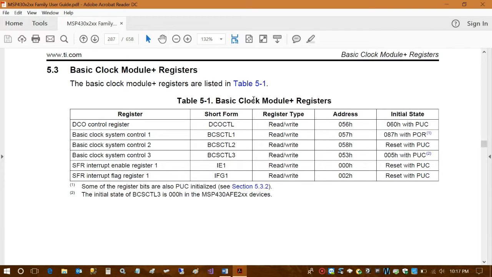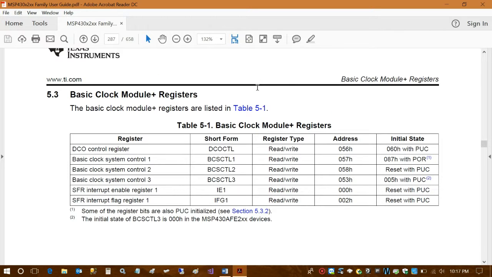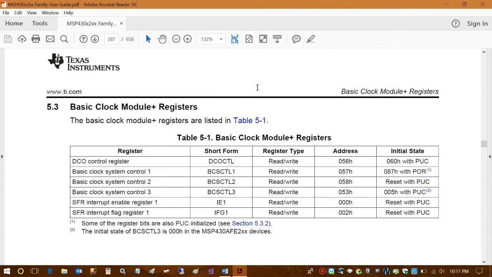So let's start from here. I guess we left off over here. I will be describing in a very short way how to configure these registers. This is one register, DCOCTL. This is another register, the Basic Clock System Control 1, 2, 3, which will control the clocking system. And this is the interrupt register, IE1, that I told you about.